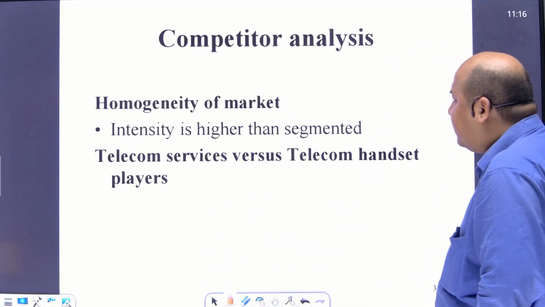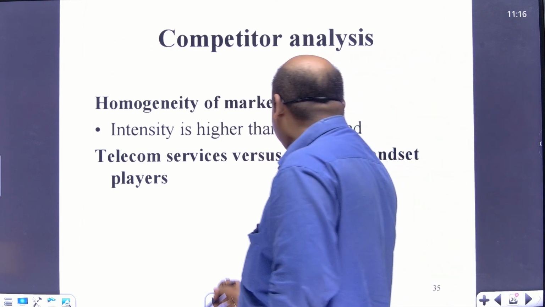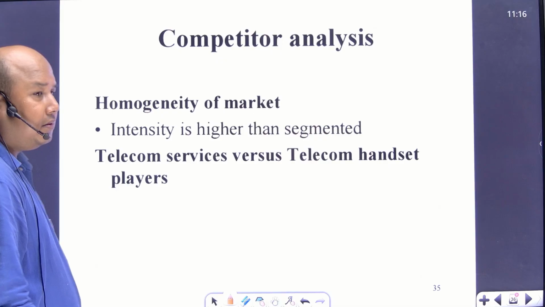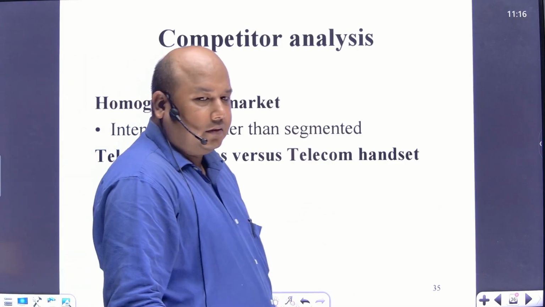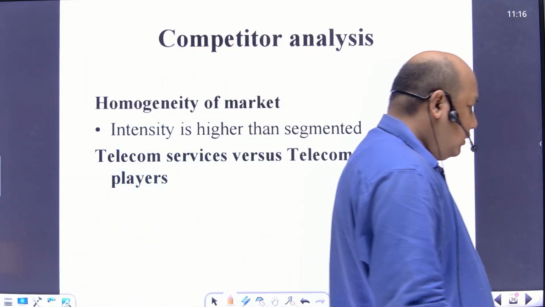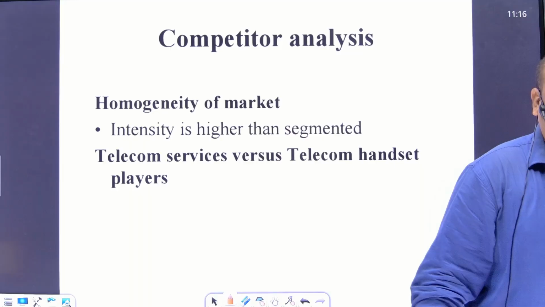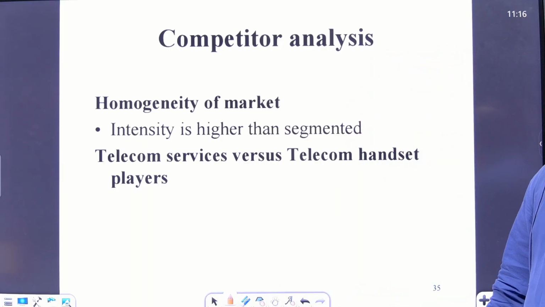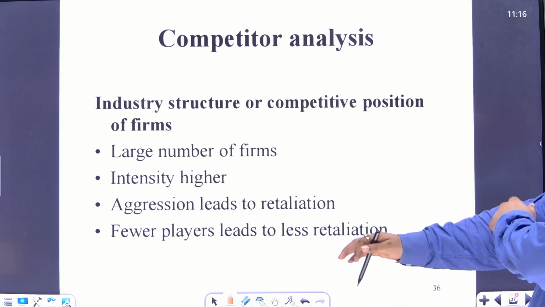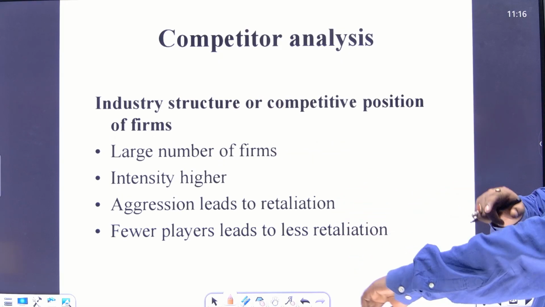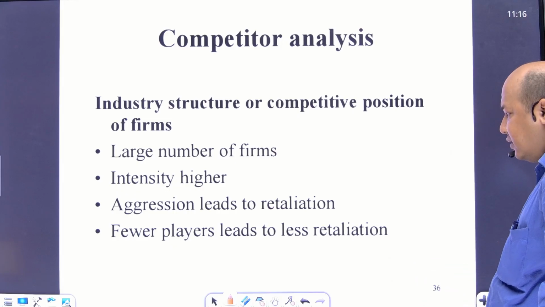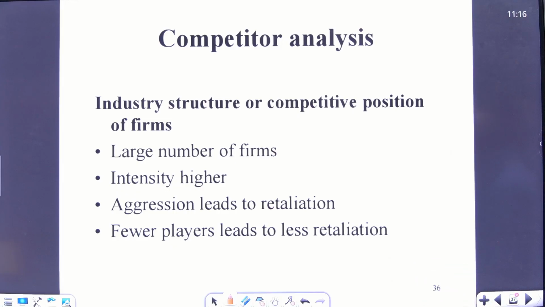Now, homogeneity of the market: the incentive is higher than in a segmented market. Telecom service versus telecom handset player. Services, for example, Vi is there, and Vodafone, when we talk about Airtel. And when we talk about Samsung and Apple, those are handset players. Industry structure and competitive position: a large number of firms, intensive and aggressive, leads to retaliation; fewer players lead to less retaliation.